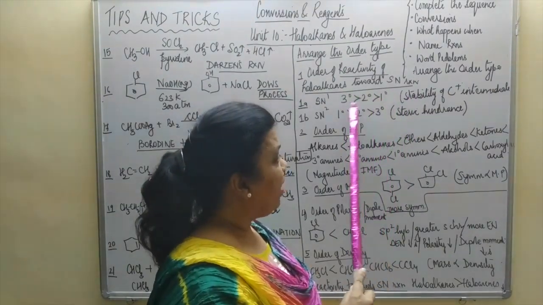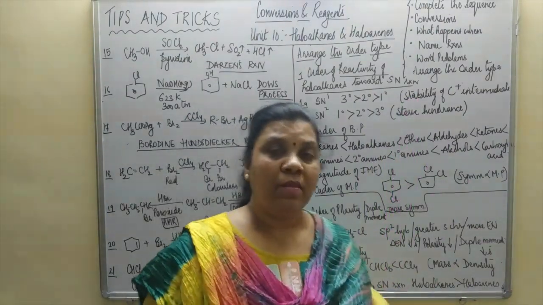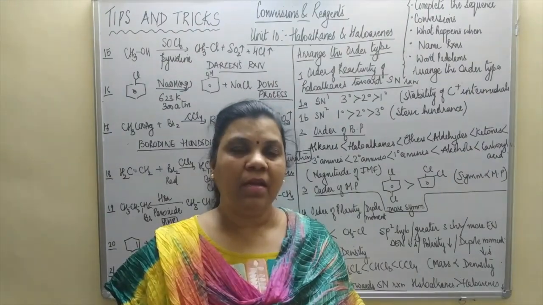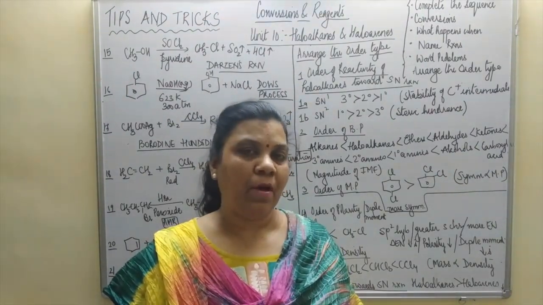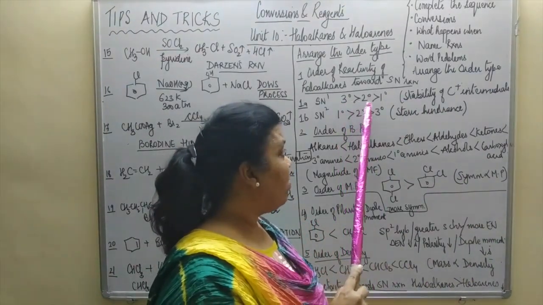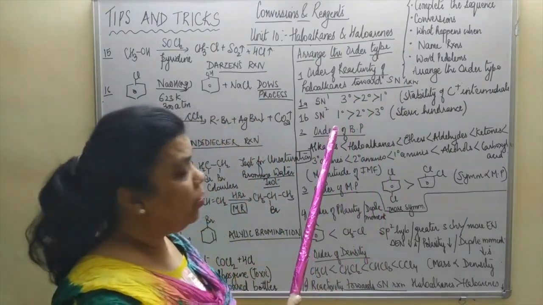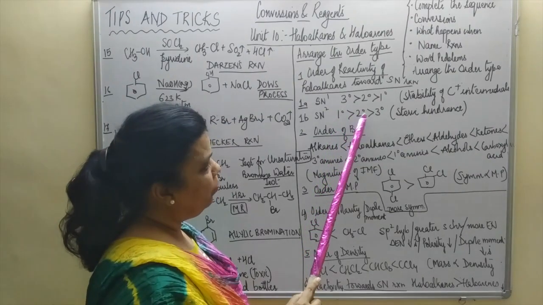This order of reactivity of alkyl halides towards SN1 reaction can be explained on the basis of the order of stability of the intermediate carbocation formed in the SN1 mechanism in step number 1. So the reactivity order towards SN1 reaction is 3 degree more reactive than 2 than 1, but for SN2 it is just the reverse. And what is that? 1 degree more reactive than 2 than 3.